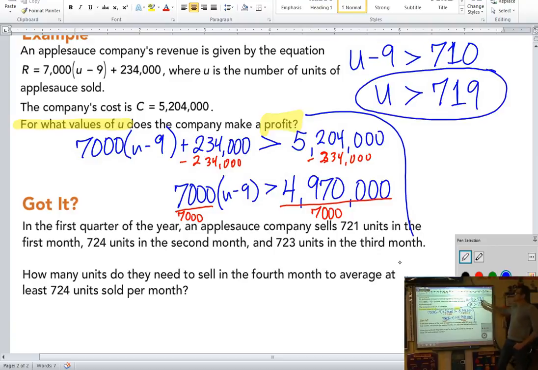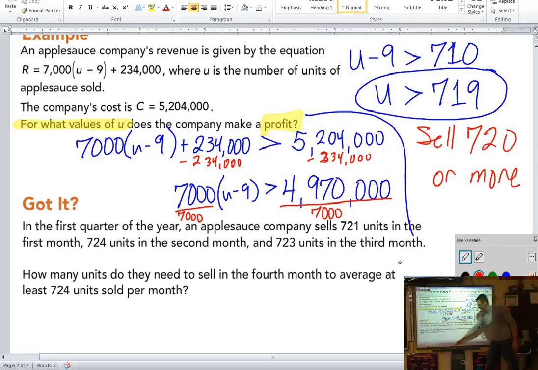So U would represent their units sold. So in order to make profit, they need to sell what? 720. So they need to sell 720 or more to make profit. If they sell 719, they break even. They didn't make money, didn't lose money. But if they sell 720, they've now made profit. It's probably not very much, but they made profit.